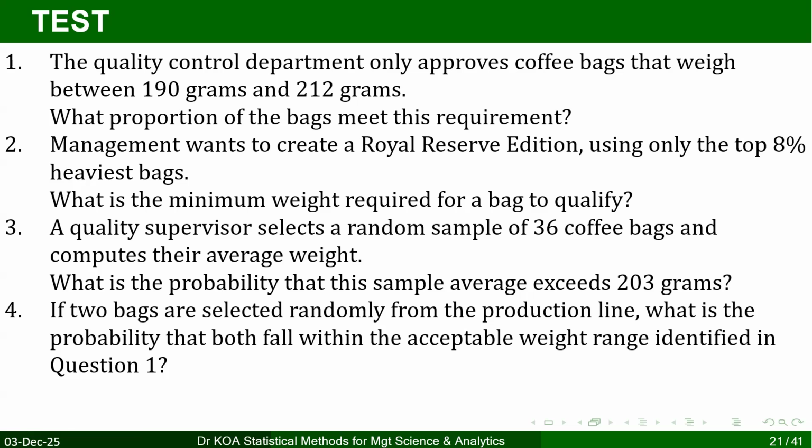The quality supervisor selects a random sample of 36 coffee bags and computes the average weight. What is the probability that this sample mean exceeds 203 grams? If 2 bags are selected randomly, what is the probability that both fall within the acceptable weight range identified in question 1?